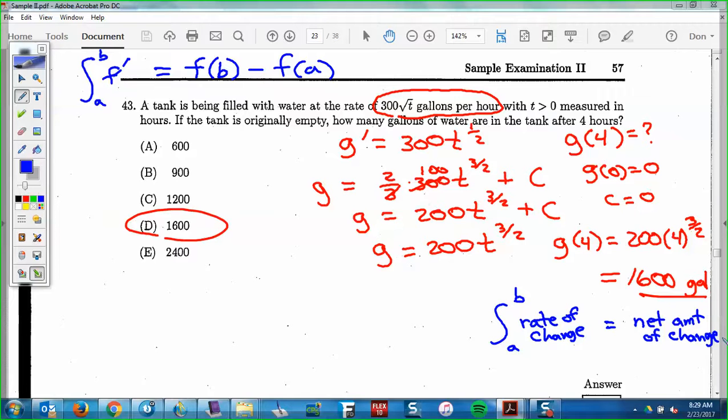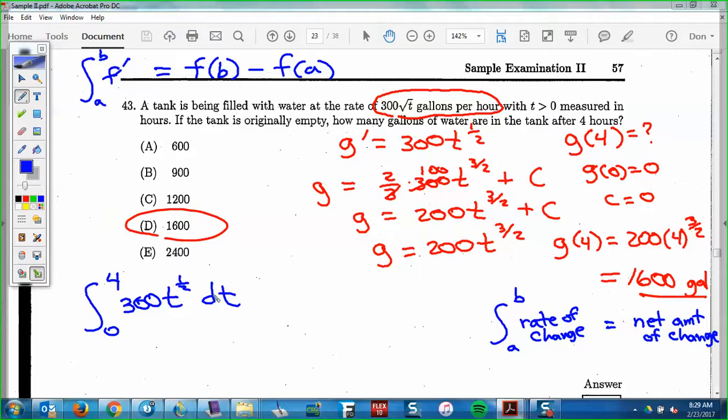Because in the past, you might have been thinking, well, we want to find these odd-shaped areas. How often do I need to find odd-shaped areas? Well, this is a whole different deal. This is saying that if you do the definite integral of a rate of change, it gives you the net amount of change. Okay? So in this one, we have a rate of change right here, so we could have done the definite integral of 300 t to the 1/2 dt, right?